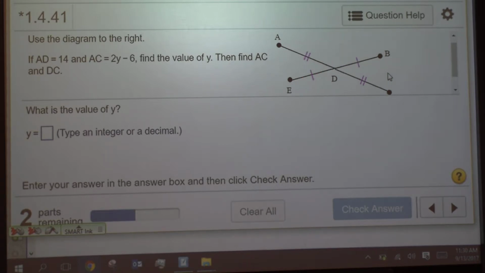Now what I want you to understand though is, this red segment A to D, is that red segment equal to E to D? No, because they have 2 and 1, right? Right?